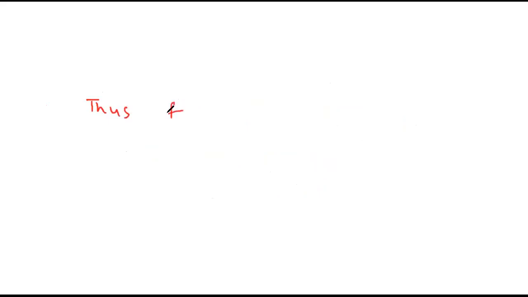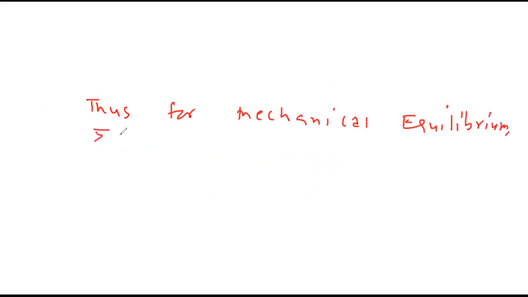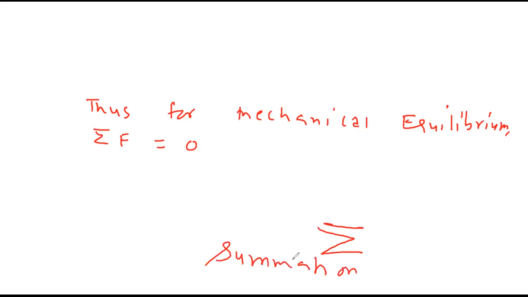Thus, for mechanical equilibrium, summation of F equal to 0. This we read like this, ऐसा symbol है. And we read it as summation. In maths you will get summation equals to 0.